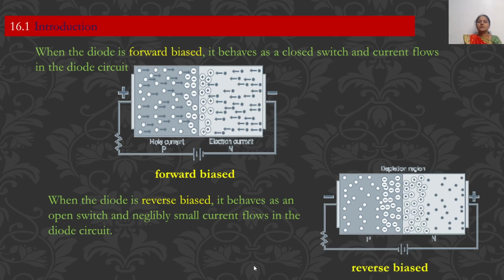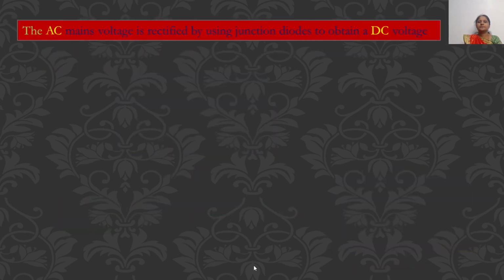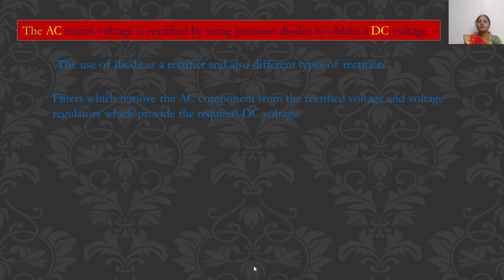In this point, we discussed the previous standard. Now, in this standard, we discuss the semiconductor, that means AC voltage is rectified by using the junction diode to obtain the DC voltage. The use of a diode as a rectifier and also different types of rectifiers, a filter which removes the AC component from the rectified voltage, and a voltage regulator which provides the required DC voltage.